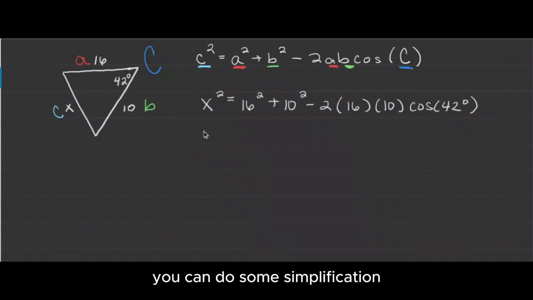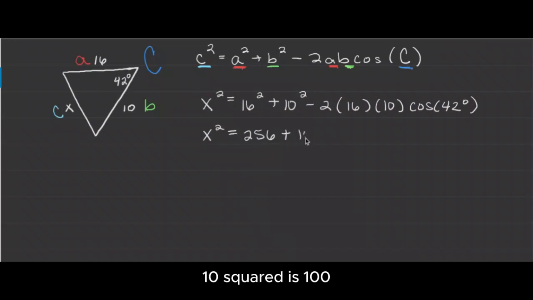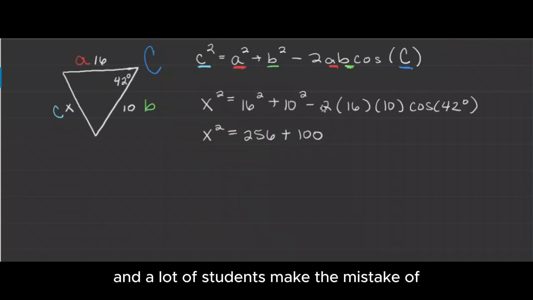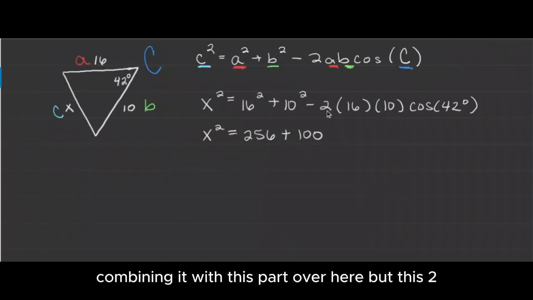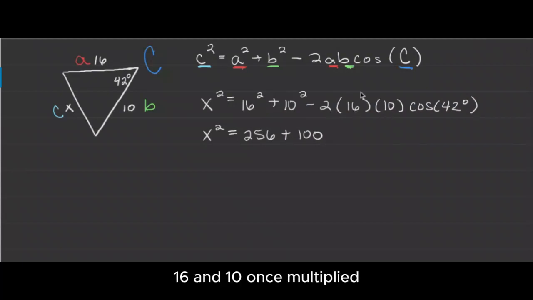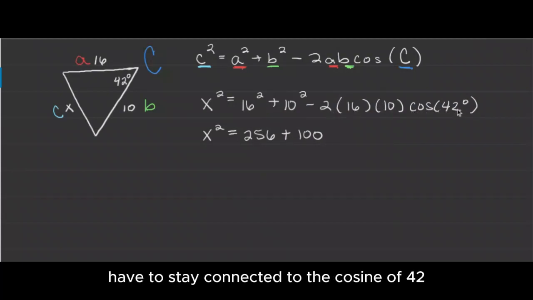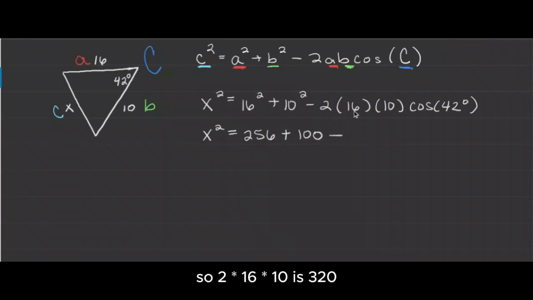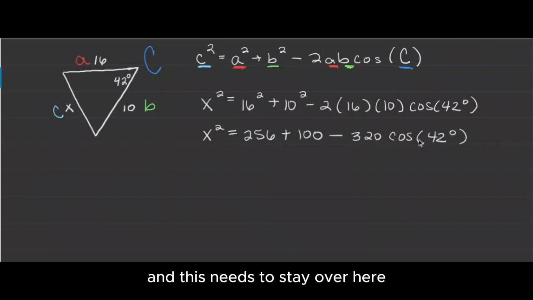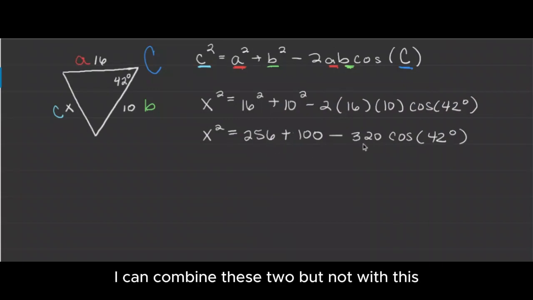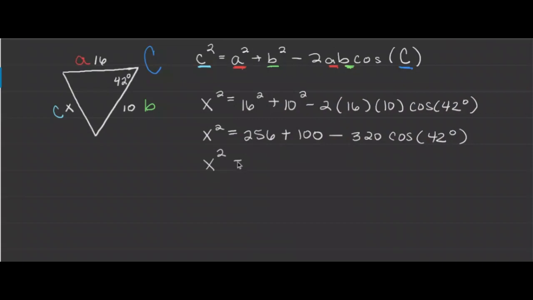You can do some simplification. 16 squared is 256. 10 squared is 100. This is all multiplication, and a lot of students make the mistake of combining it with this part over here, but this 2, 16, and 10, once multiplied, have to stay connected to the cosine of 42. So 2 times 16 times 10 is 320. And this needs to stay over here. I can combine these two, but not with this. 256 plus 100 is 356.